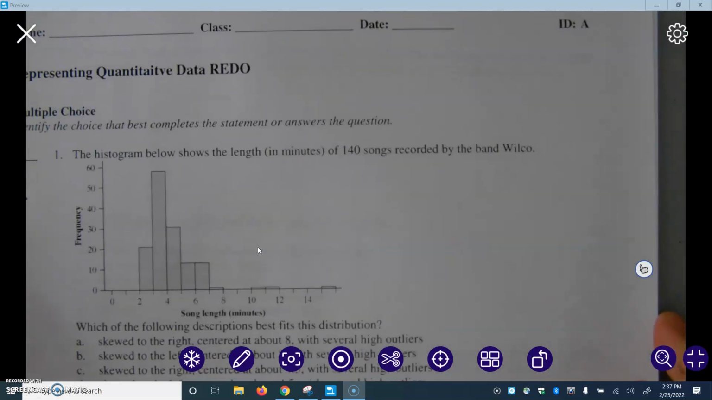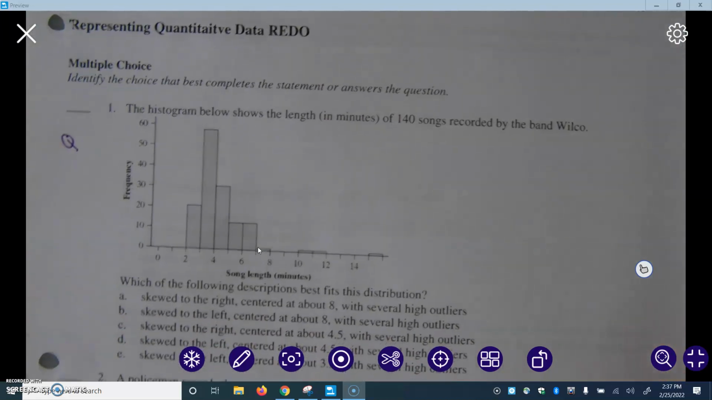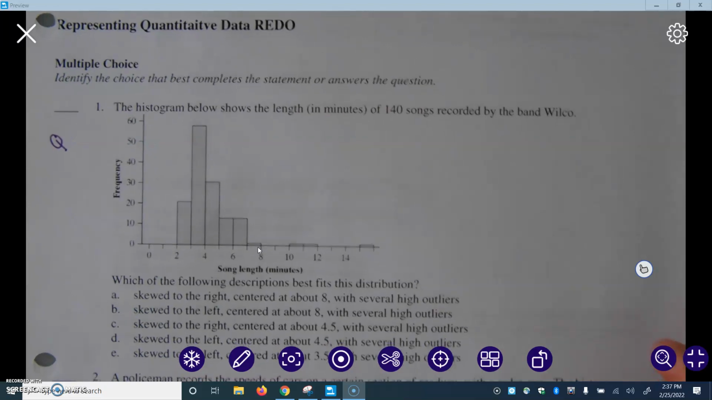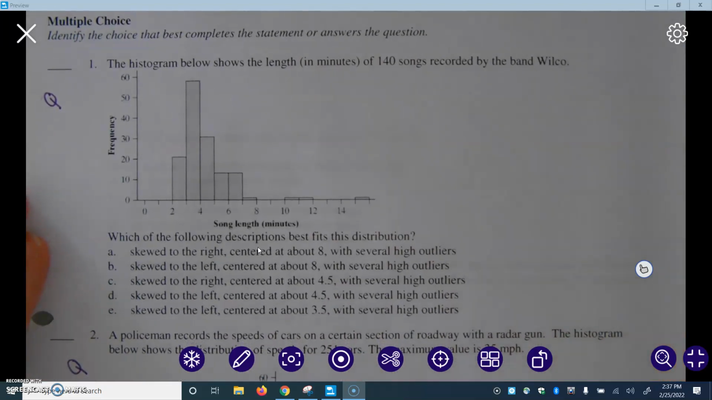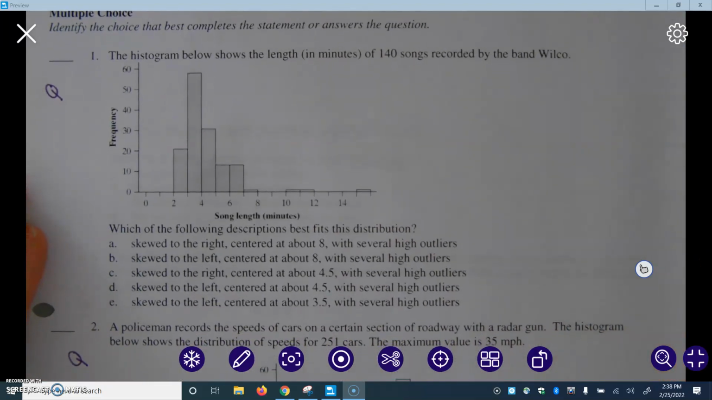Alright guys, in this video we're going to go over displaying quantitative data. You can get this from me in class, you just have to ask me for it.